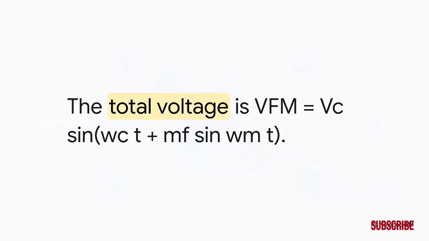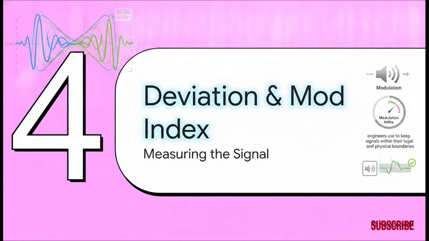Building on that, the actual FM signal equation gives us the total voltage of the FM wave. Notice a brand new variable nestled right inside the sine function, MF. This little variable dictates the entire behavior of the wave, which is going to bring us straight to our next core concept. Section 4. Deviation and modulation index. This is how engineers keep signals within legal boundaries.